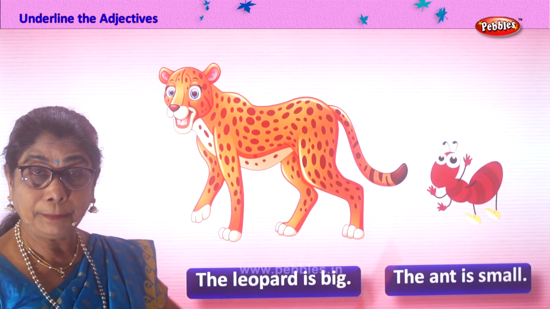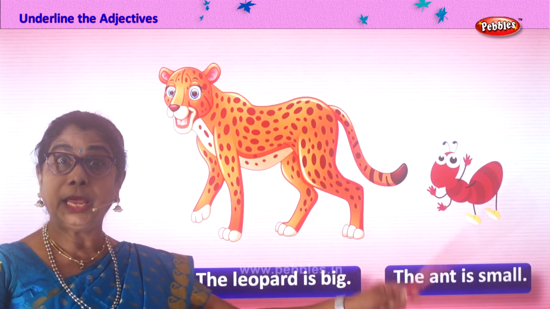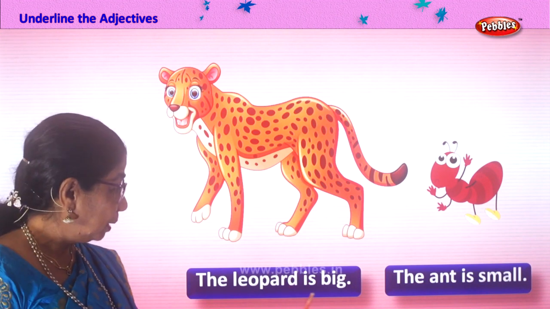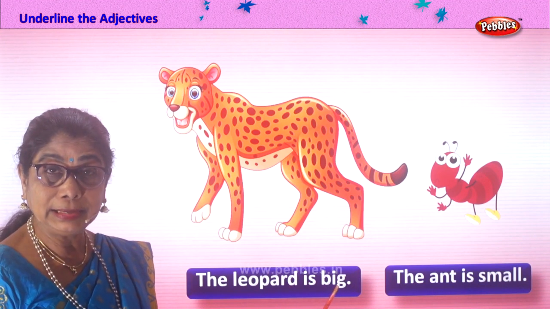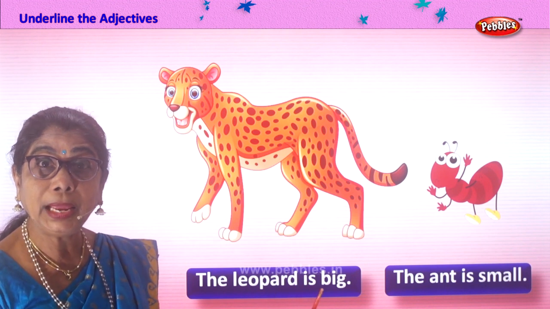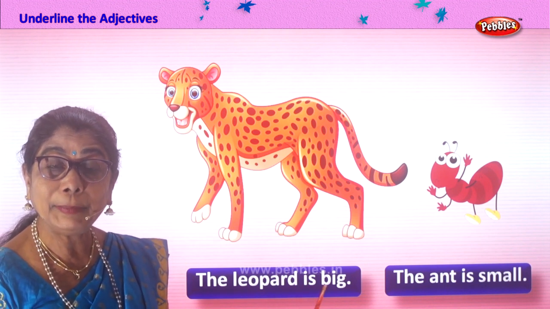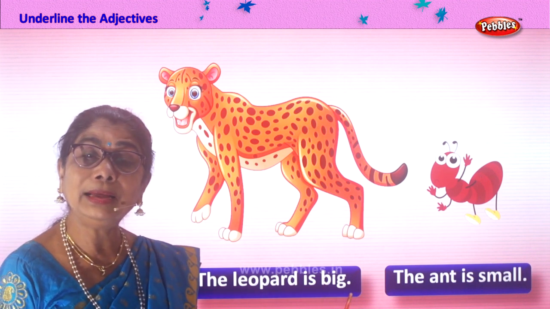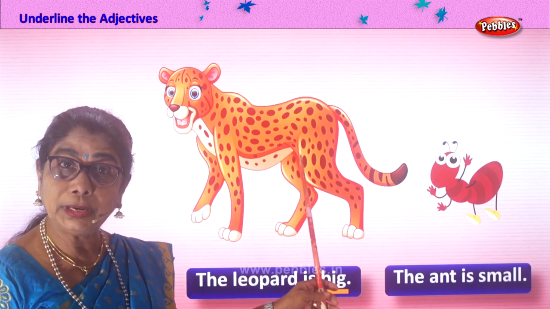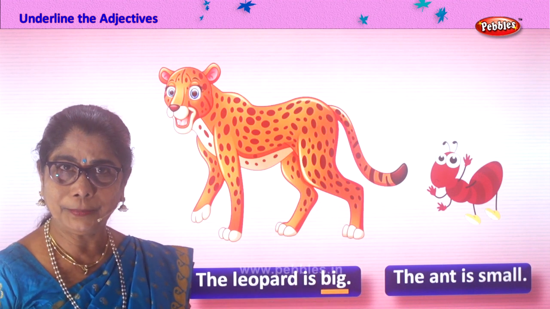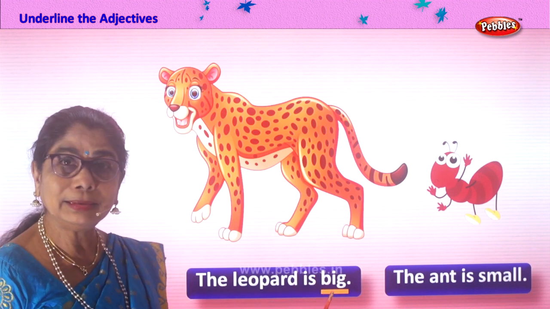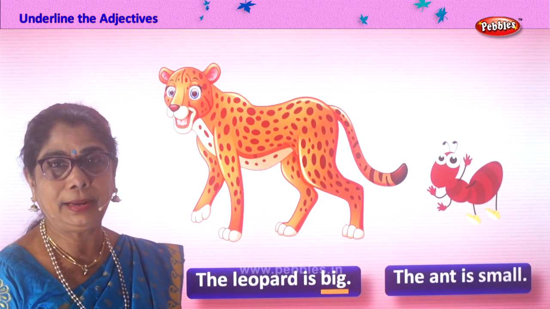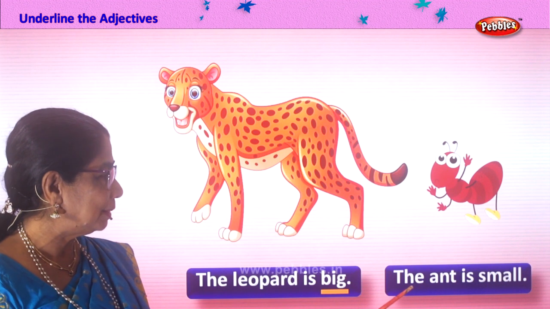What's the size of the leopard? Is it big or small? Big. So in this sentence, leopard is a noun, and big says the leopard is big, describing how big, how huge. So underline big. The leopard is big. So we underline the word, the adjective big.